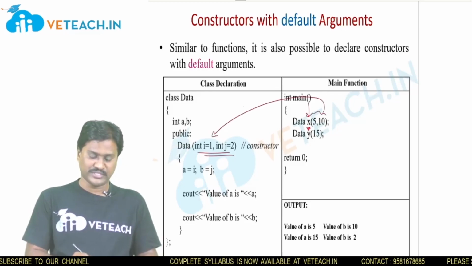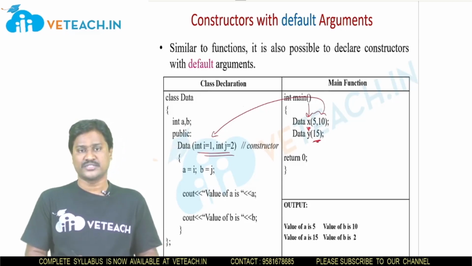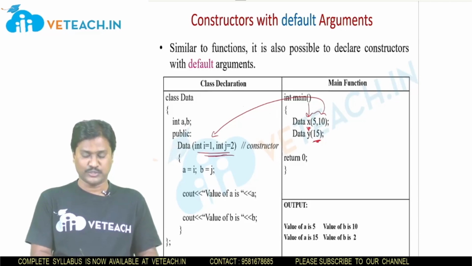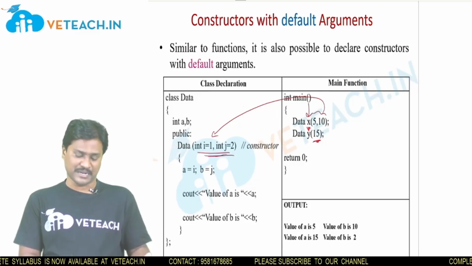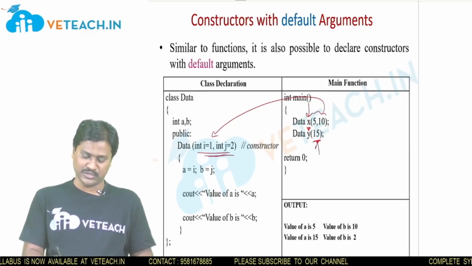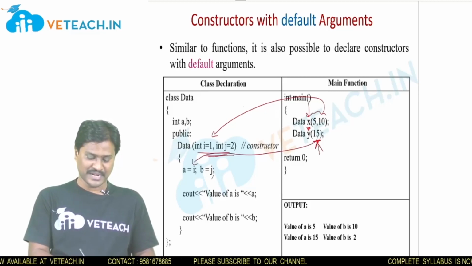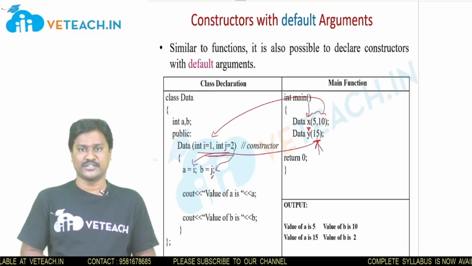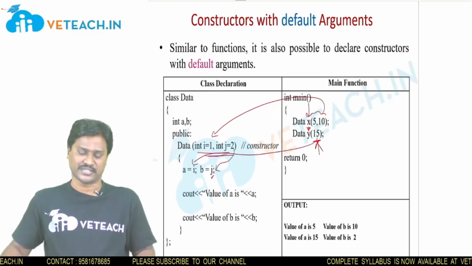If you are not passing all values to this constructor, here we have two default values defined for this parameterized constructor, but I have given only one value, then only this value is loaded into i, and j is automatically taken from the default value. So this type of constructor is also called a parameterized constructor.